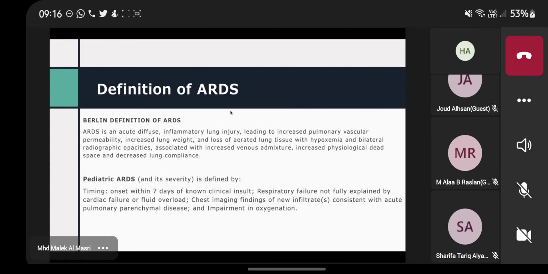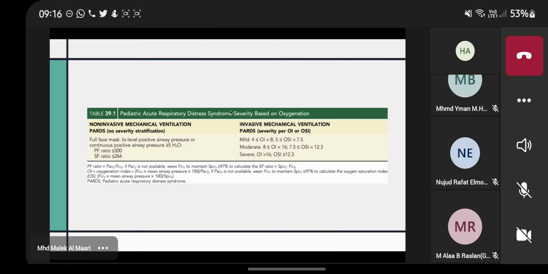In pediatrics, the definition also assesses severity. So it both defines it and assesses severity to go with different treatment modalities. It should be timed within 7 days of a known clinical insult. The respiratory failure should not be fully explained by cardiac failure or fluid overload. Chest imaging findings of new infiltrates should be consistent with acute pulmonary parenchymal disease, and there should be an impairment in oxygenation.